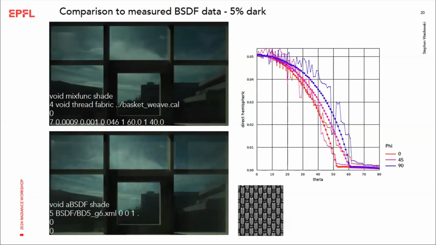So for the 5%, this one's a little bit more interesting because it has a rectangular hole, or I assume it has a rectangular hole. And so here you can see the phi 90 matches up reasonably well with phi 90 on the BSDF, and then the phi 0 matches well there. But then again, the 45 is somewhere in between, and so it goes in the wrong direction relative to what the BSDF said.